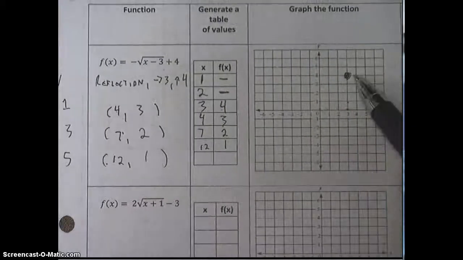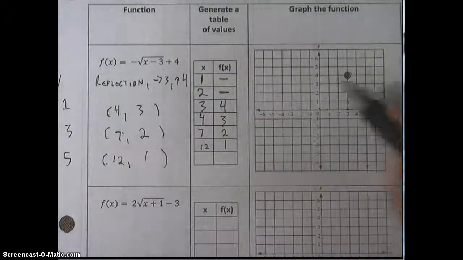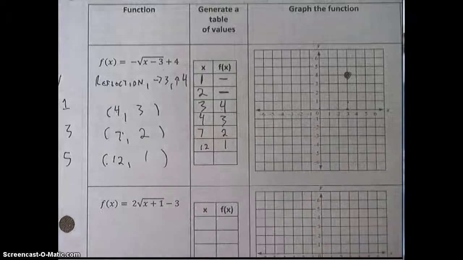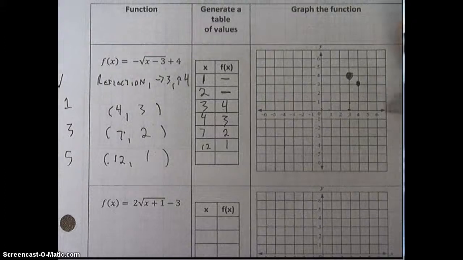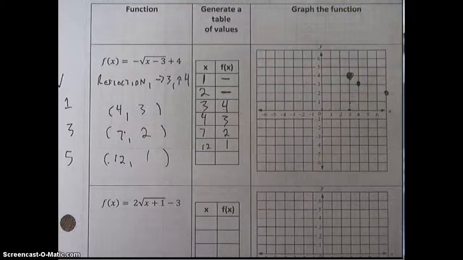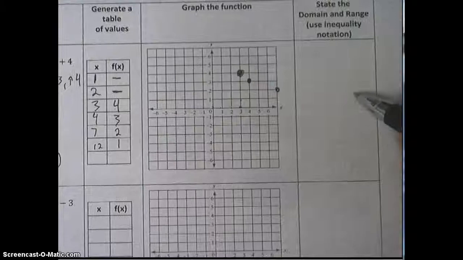So we know this thing is just moving to the right. And in this case, it's going downwards because it's a reflection. We'll see that when we plot these points. I already plotted 3, 4. 4, 3 is right here. 7, 2 is right here. And I can't get 12, 1, but it'd be somewhere out here.